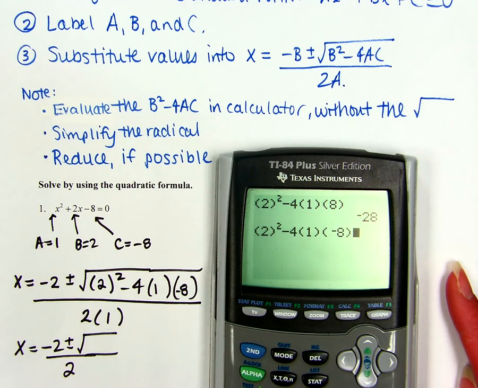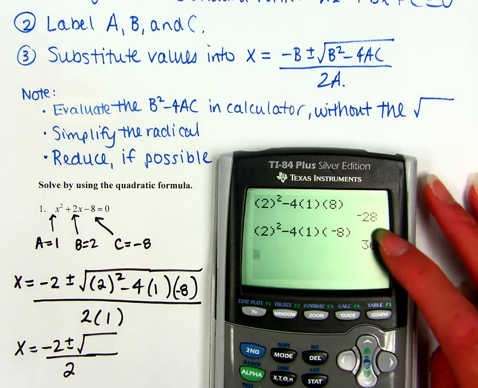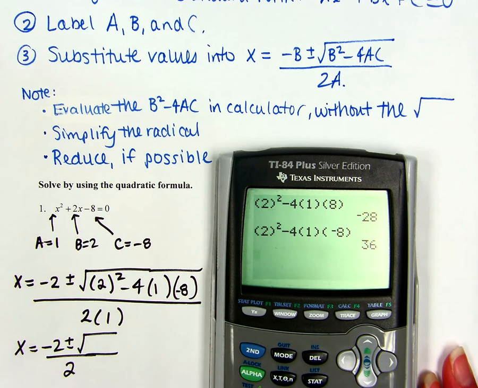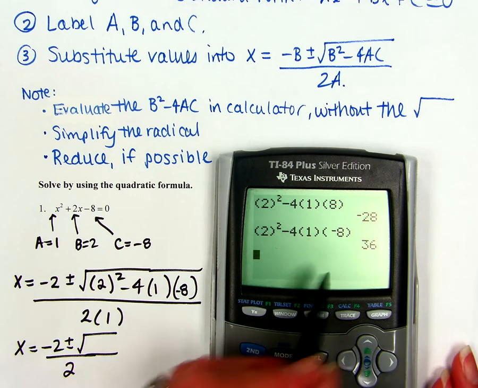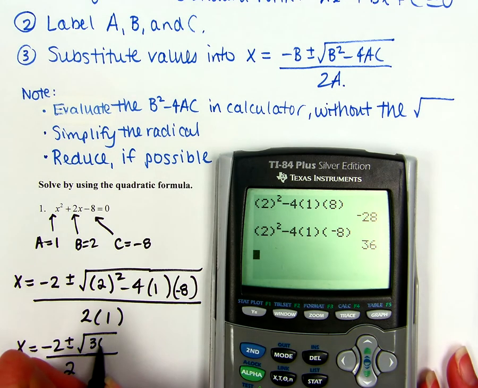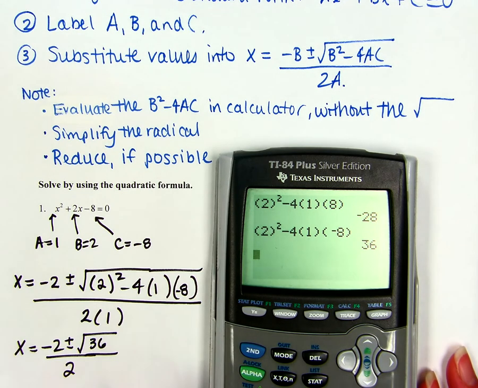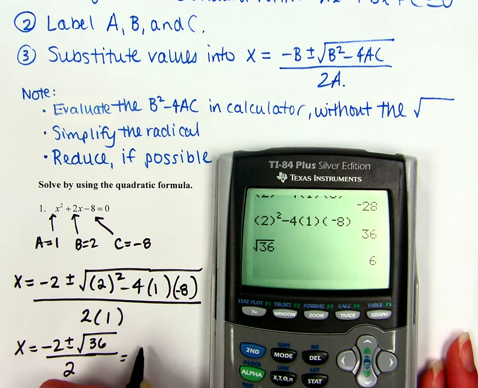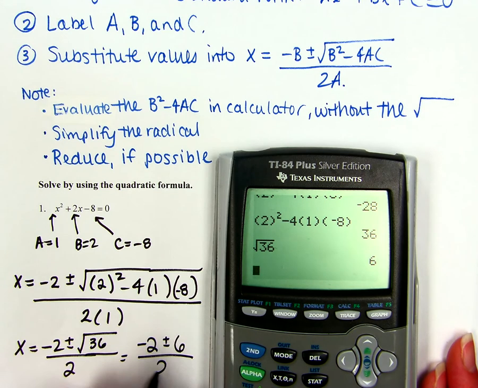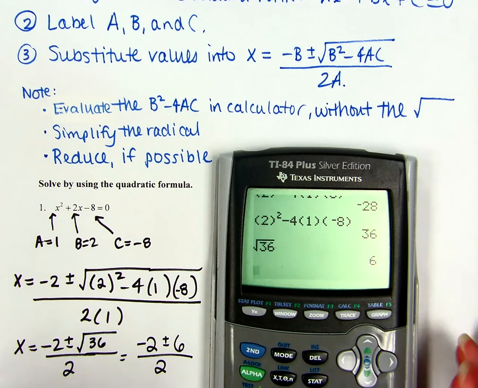We won't get ones with negative values until, I think, tomorrow or the next day. So now we got 36. If you can take the square root of 36, which in this case we can, we get 6. That's nice, we get a whole number. So it's negative 2 plus or minus 6 over 2. If you can't take the square root of it, if it becomes a decimal, then you have to simplify by pulling out perfect squares.